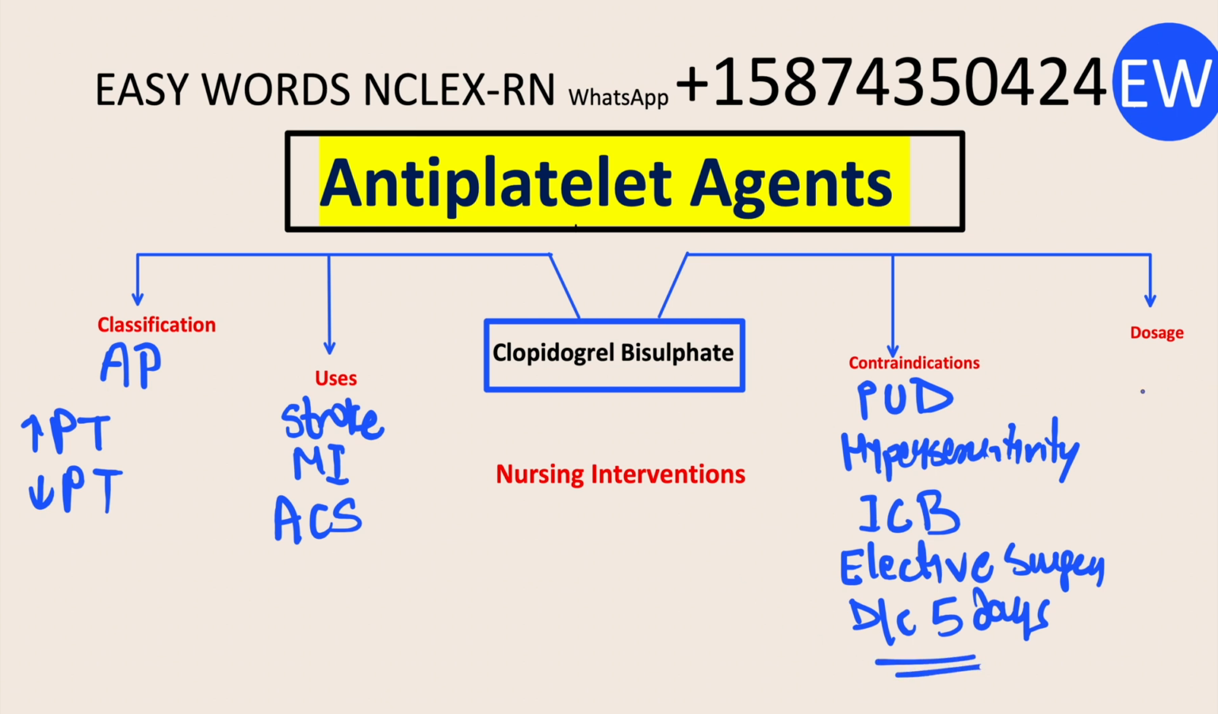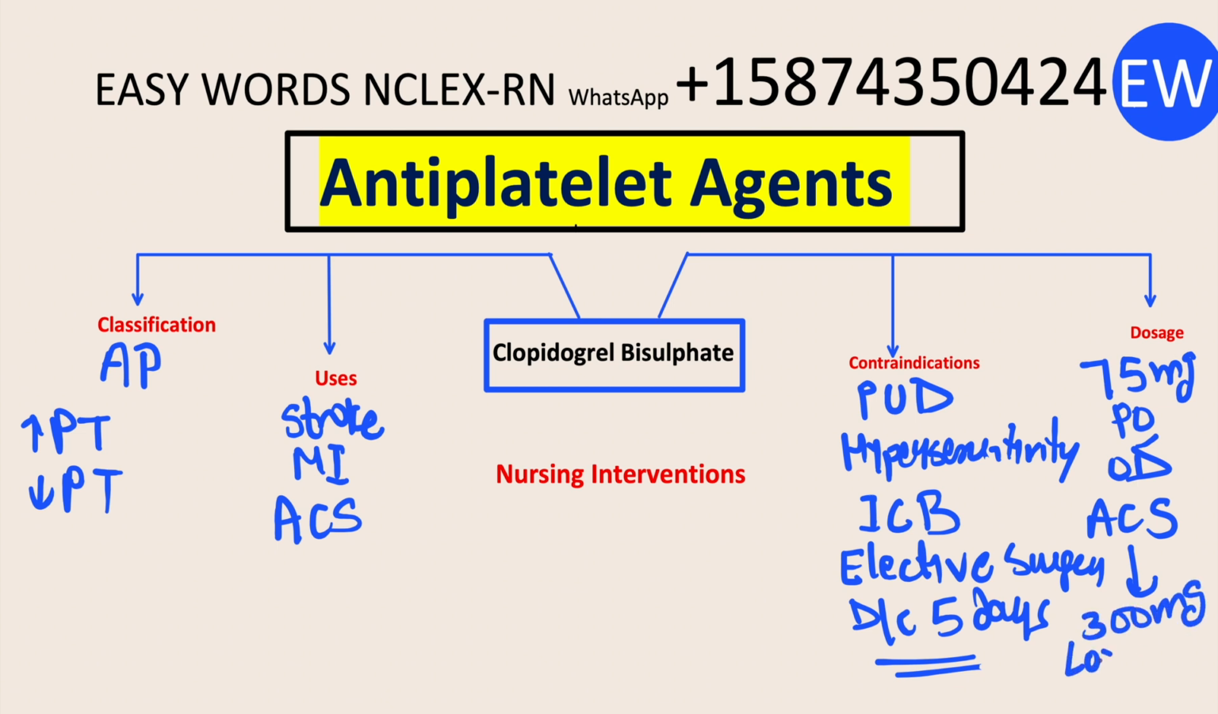Then we have doses. The usual recommended dose for clopidogrel is 75 milligrams per oral once daily. But if the client has acute coronary syndrome, which is with non-ST elevation, then usually 300 milligrams of clopidogrel is given as a loading dose, and then 75 milligrams per oral once daily as the maintenance dose.